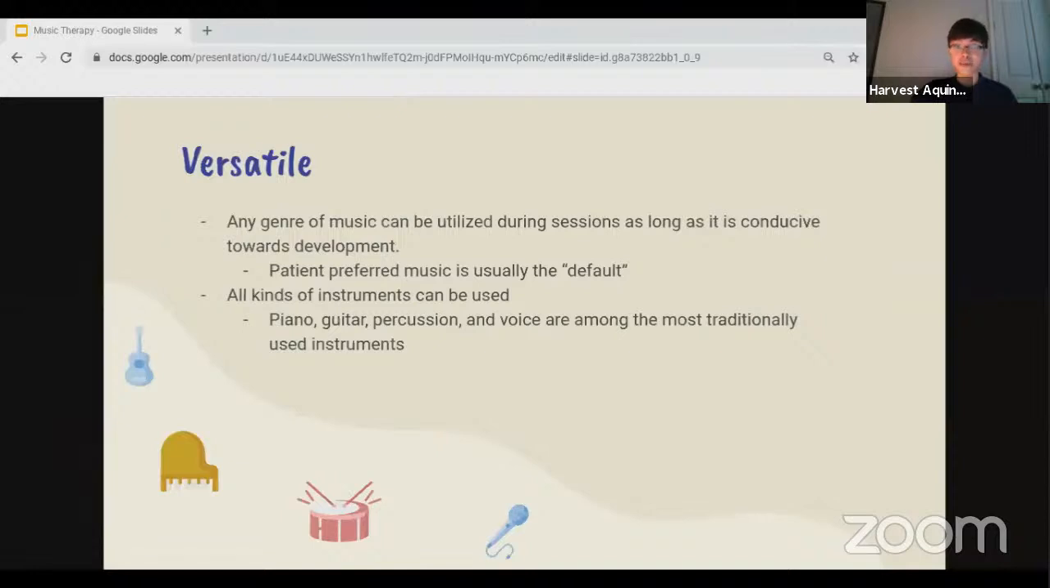And more recently, music therapists have been doing sessions through telehealth. So household items have been adapted into instruments, as not everyone has access to traditional ones. Also, almost everyone, no matter where you are, has access to another instrument, your voice. However, it is important to know that in a regular setting, no pandemic, piano, guitar, percussion, and voice are among the most commonly used.